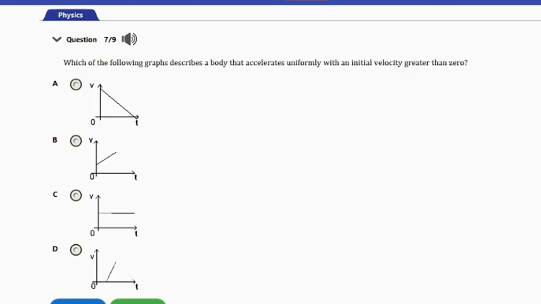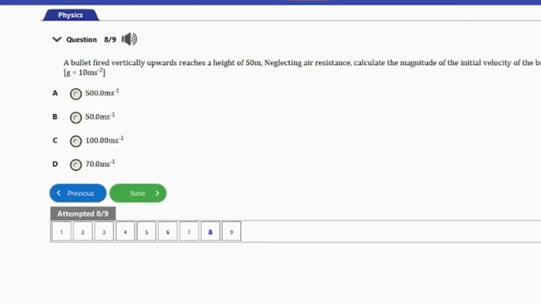You see the graph starting from a point on the y-axis greater than 0, and then an increase in velocity leads to an increase in time as well. So option B is the answer to this question. Let's go ahead and consider the next question, guys. So guys, the next question here is question number 8.